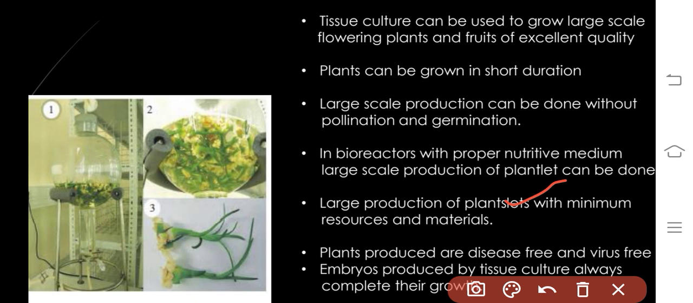Also we can get disease free and virus free plants because they are genetically modified. We don't want insecticide and pesticide to affect our plant, so we take care at the genetic level and they will be disease free and virus free. Then the embryos produced by tissue culture always complete their growth. So here, these plants completely finish their growth.